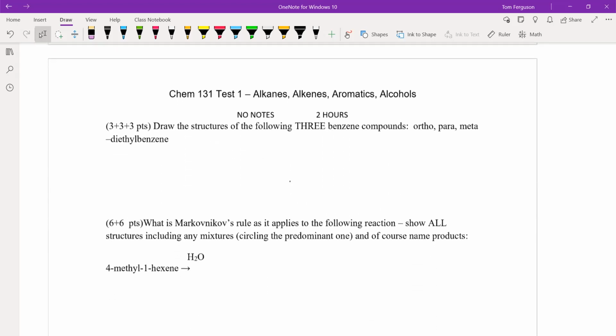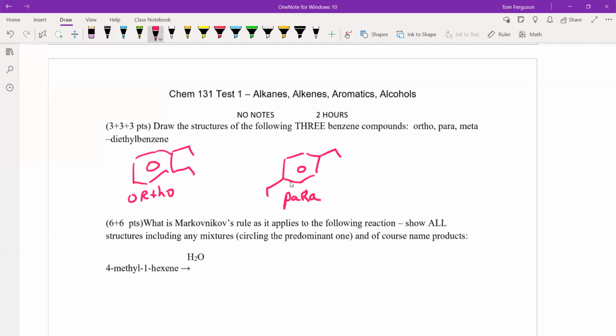Okay, so we have diethylbenzene. That would be ortho. Ortho means they're together. Para means they're opposing. And then meta is the middle.